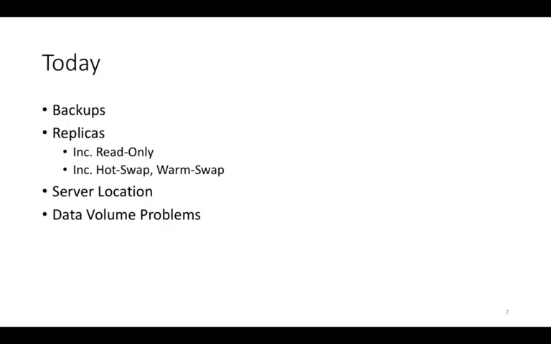So we're going to talk a little bit about backups and about replicas, the difference between them, read-only replicas, hot and warm swapping, locations, and about demoting and promoting of data, because we have problems with the sheer volume of data that we've got. How do we cope with the fact that we've got 20 billion records and we don't really want to store all of that on high-speed SSD?